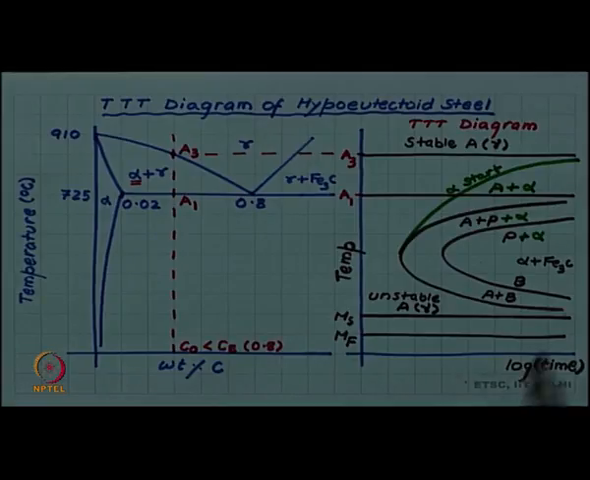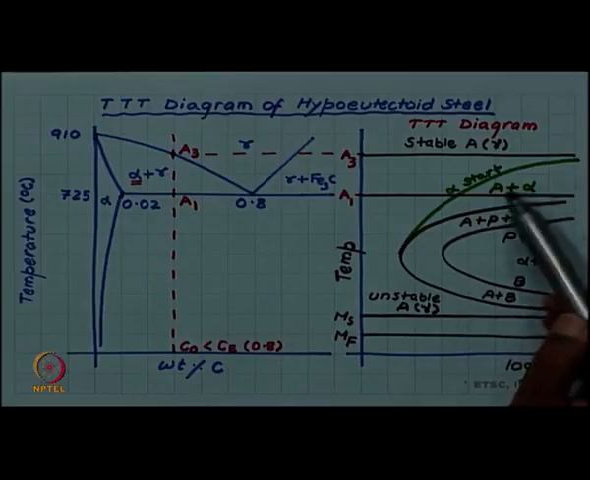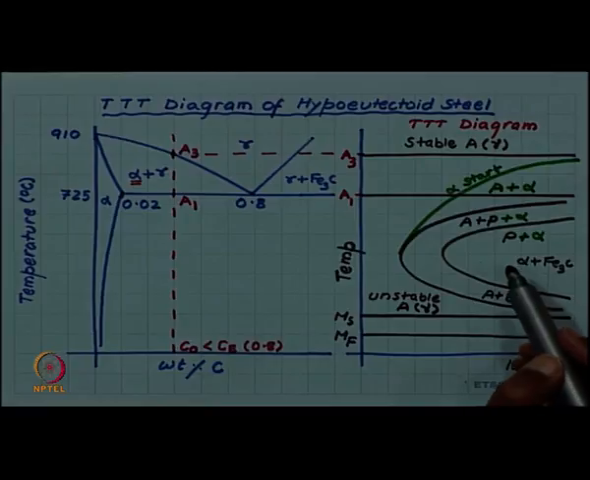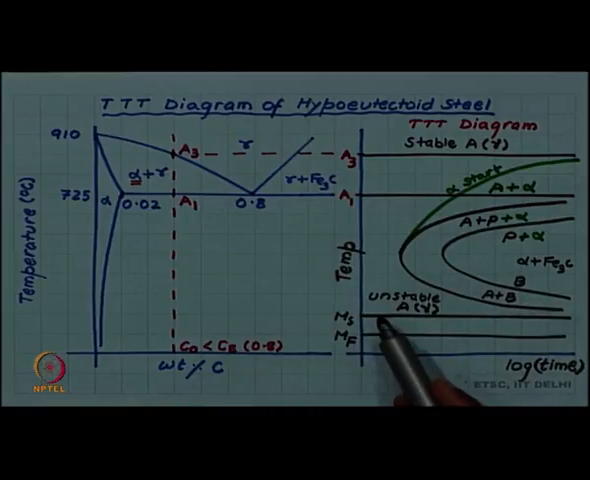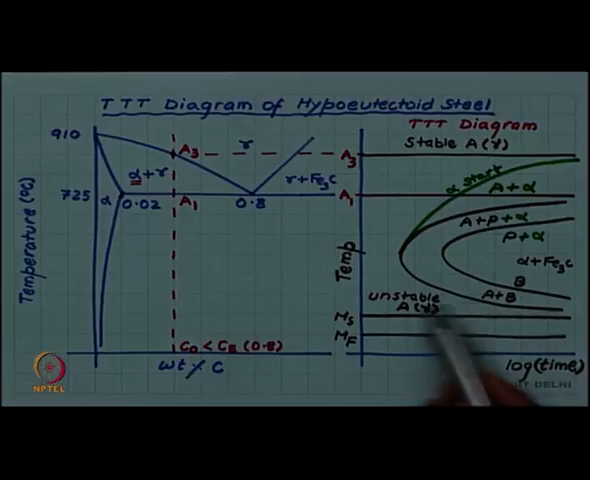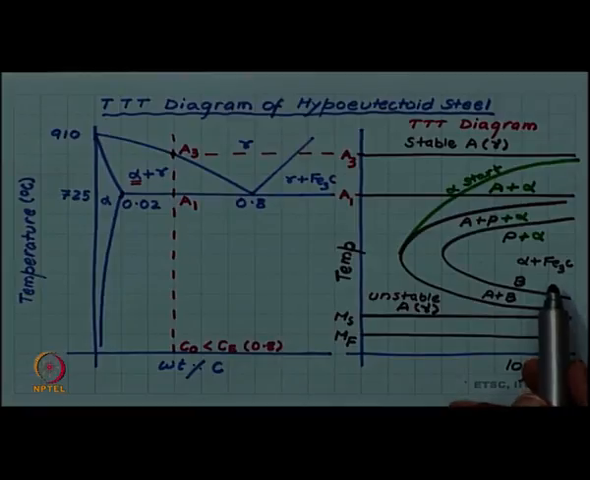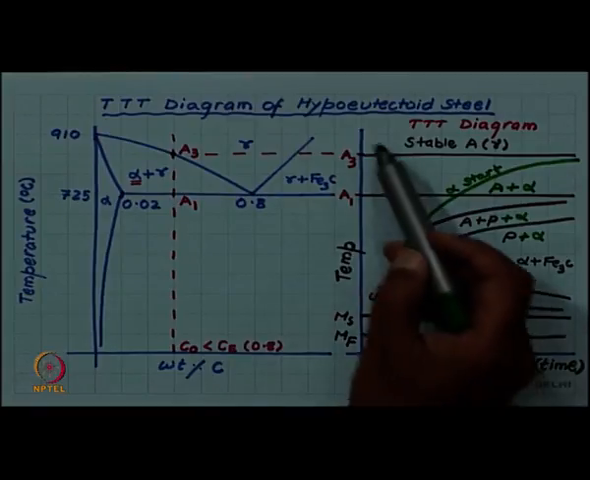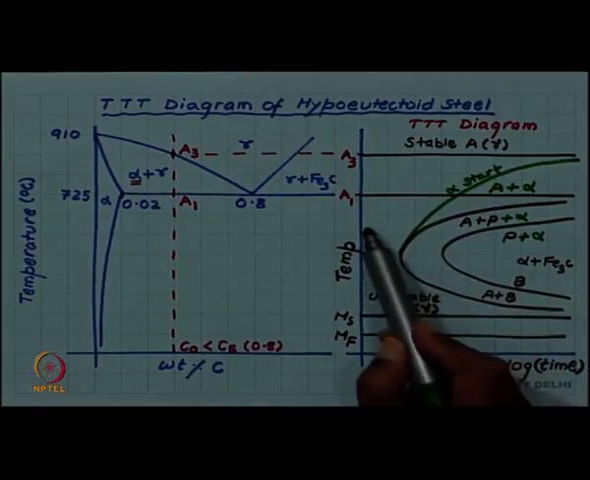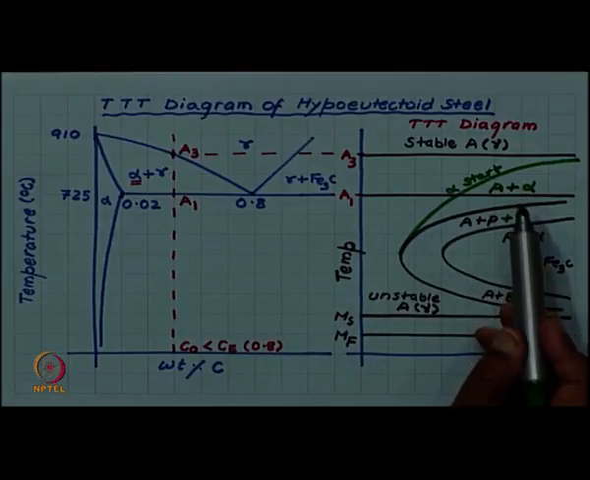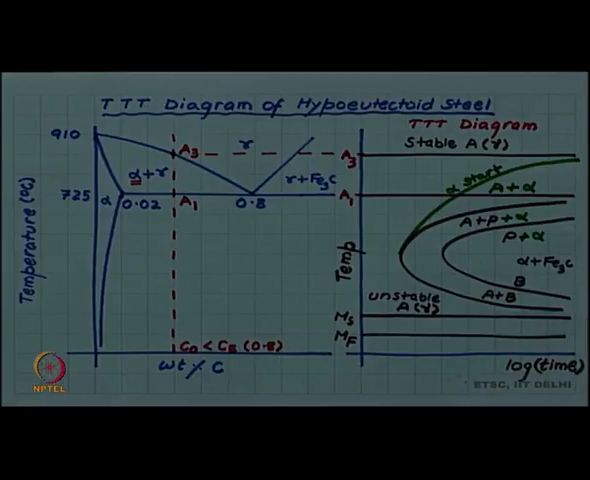You can see that in the modified diagram there is no extension of the proeutectoid alpha line below the nose. So, if I quench a hypoeutectoid steel below the nose and hold it isothermally, I will only get bainite, I will not get any proeutectoid alpha. But if I quench and hold above the nose, then the initial transformation will be to proeutectoid alpha, and then further perlite will form.